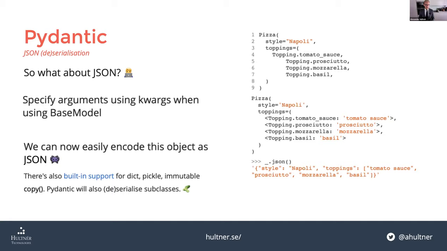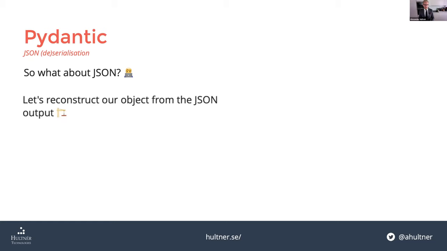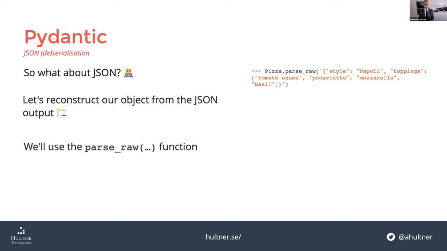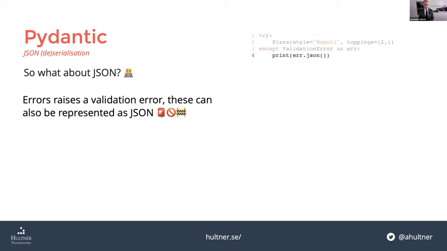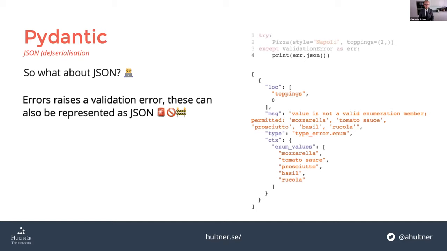So let's reconstruct our object from the JSON output. Very useful if you have an API allowing mutation or something. We'll use the parse_raw function, and as you can see, it works and gives us the exact same object again. So next, what about the errors then? The validation errors were really nice, and you can get them as JSON as well. These are perfect if you want to expose this to an external consumer like an API.